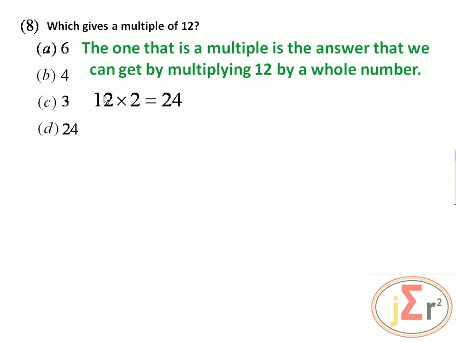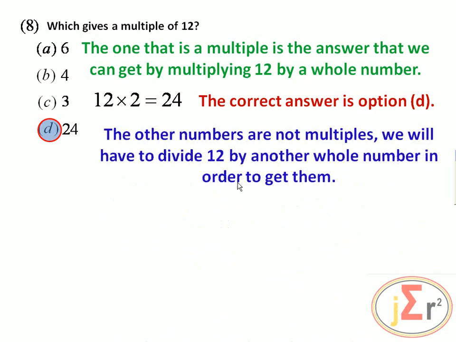Right, so we have 12 multiplied by 2, and the result is equal to 24. Which option is that, Jerry? That is option D. Right, so that is represented by option D. So option D is the correct answer. What about these? Is there any discussion that we can have based on these numbers? Yes. Good. The other numbers are not multiples.